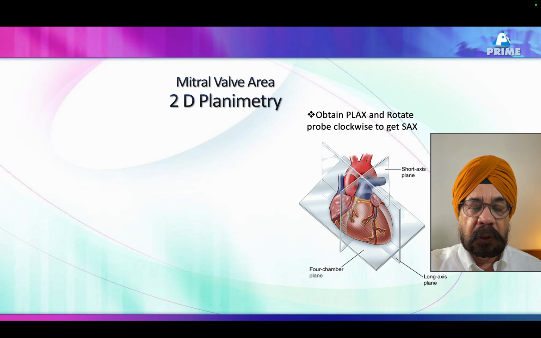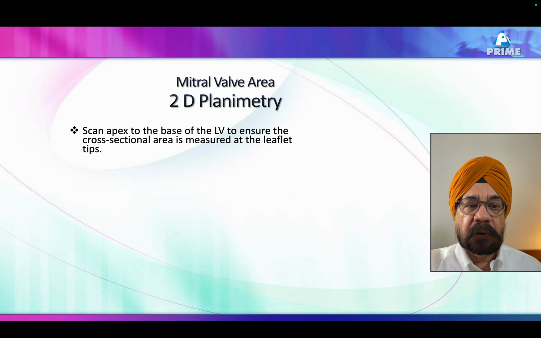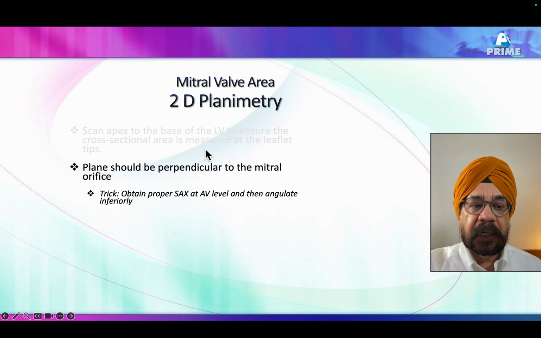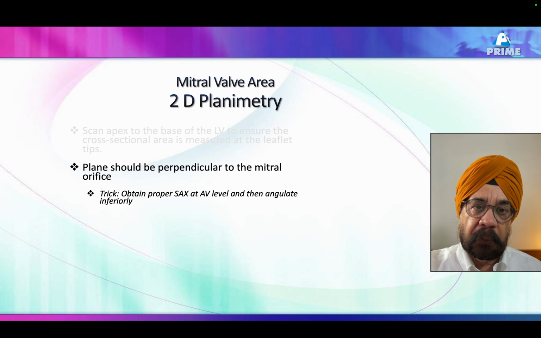How do you do a planimetry view? You just go to a long axis view, the PLX view, and from there you go to the short axis view by rotating the probe 90 degrees clockwise, and then you see the cross-sectional area at the mitral valve. I find it a little easy: first focus on the aortic valve. You see the tri-leaflet aortic valve, and the mitral valve tips are going to fall in the same plane.